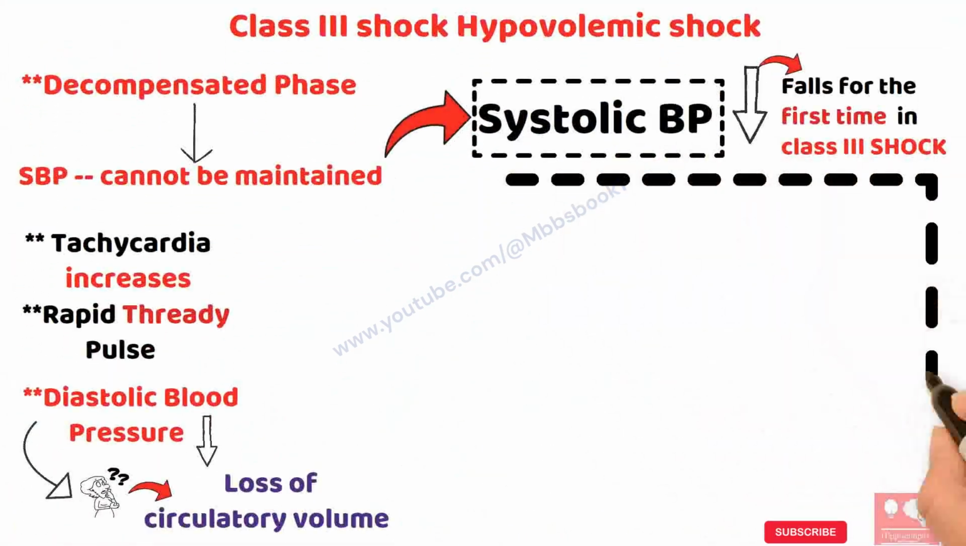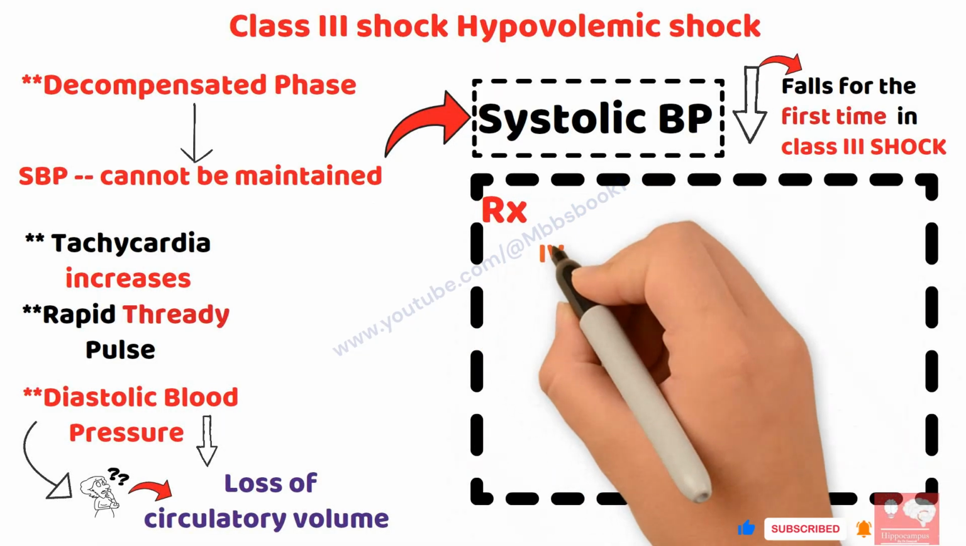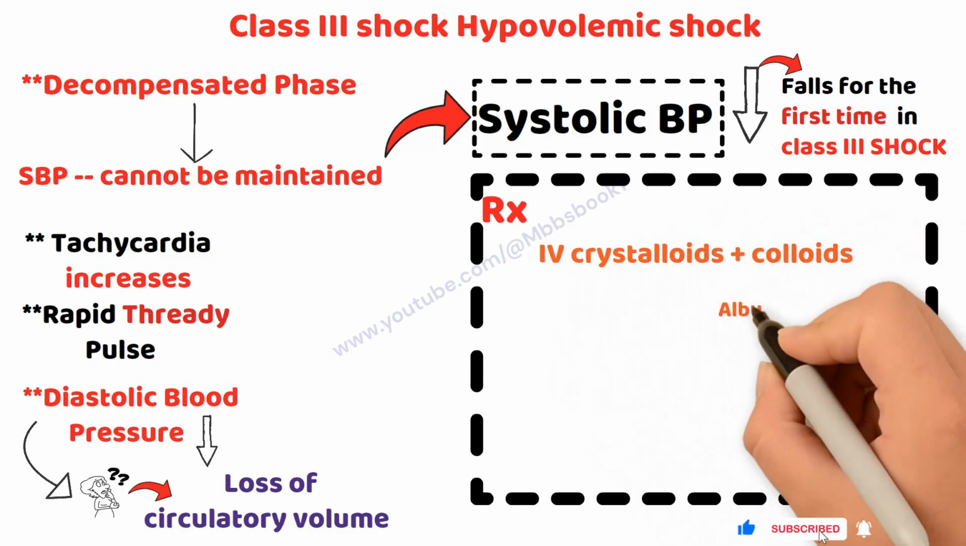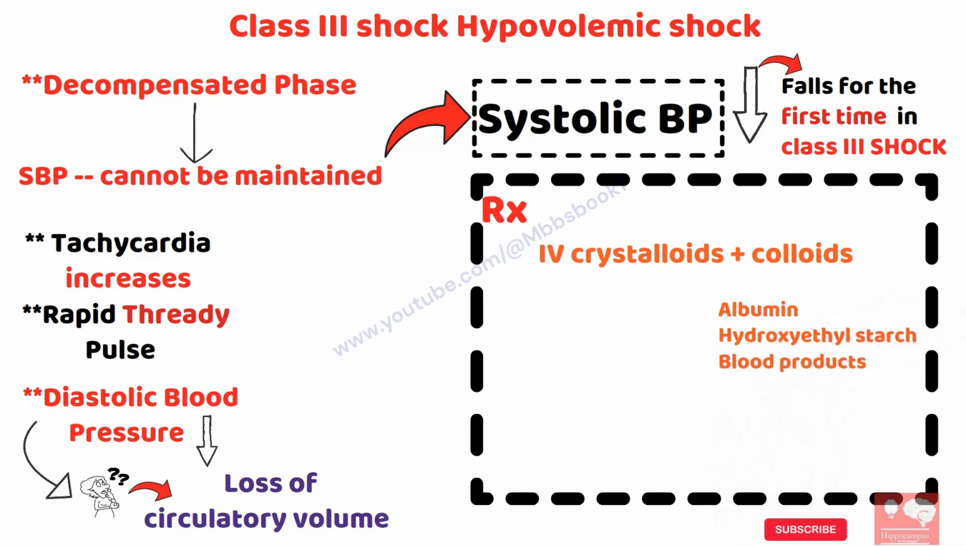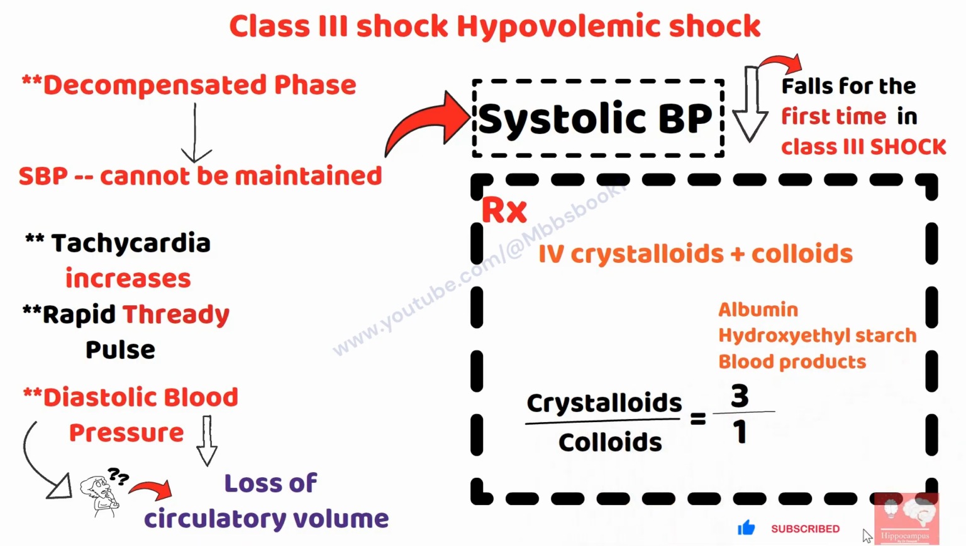Now these patients cannot be managed with crystalloids alone. So they have to be given IV crystalloids with colloids. In colloids we can give albumin, starch, dextran, and various types of colloids. We can also give blood products, which are also colloids. So you will give crystalloids and colloids in a ratio of 3:1: three parts of crystalloids and one part of colloids.